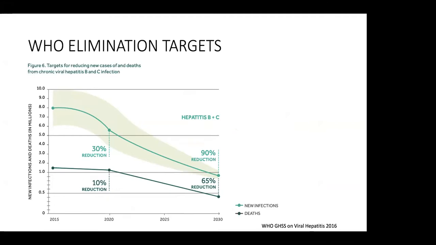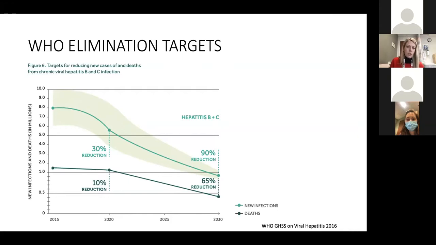And if you talk to folks in the viral hepatitis world, these are very front and center on people's minds. And there's a lot of efforts globally to try and reach these targets, although I will say that I think many countries, including the United States, are failing miserably at this.